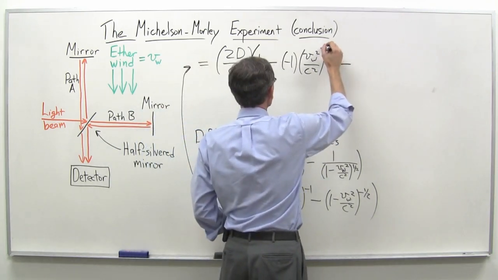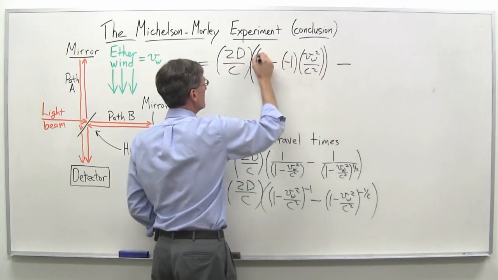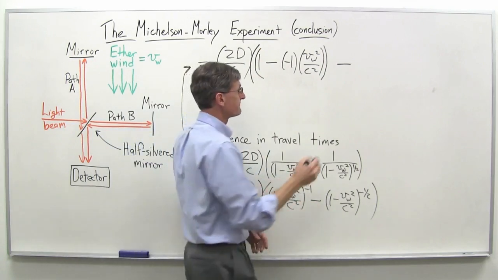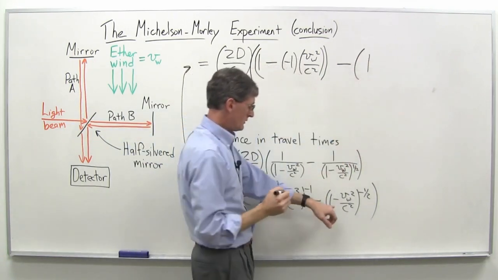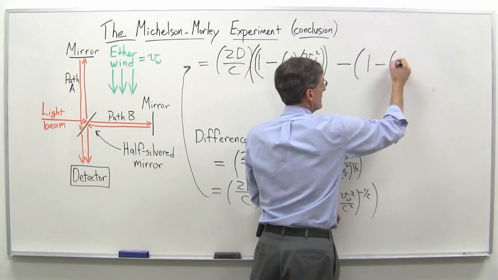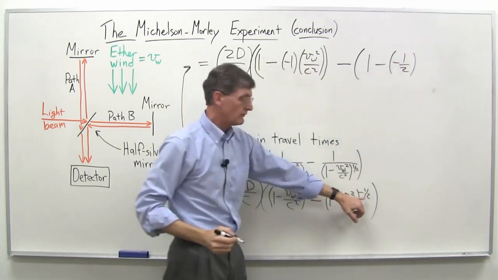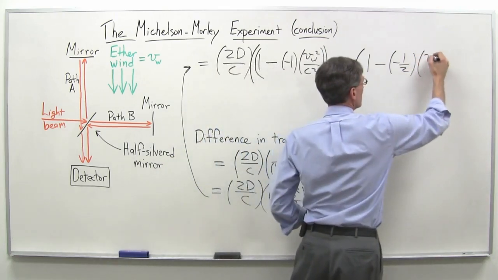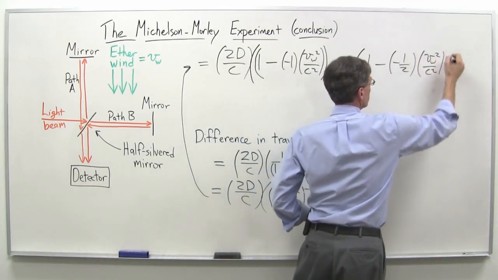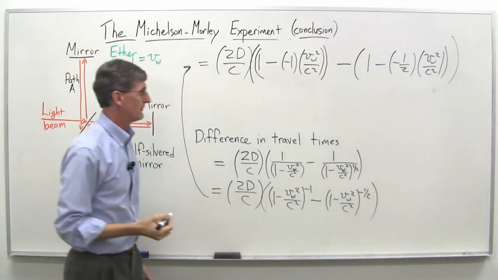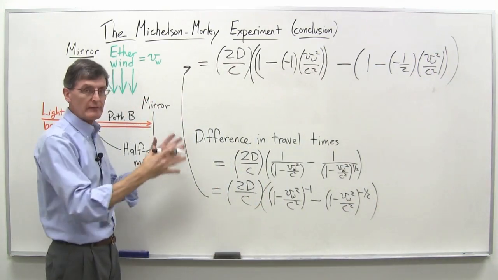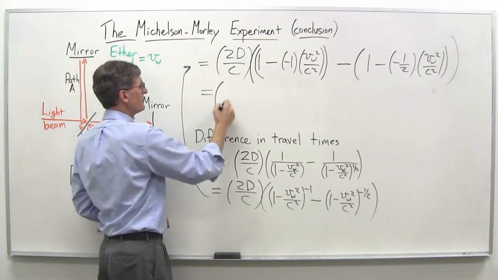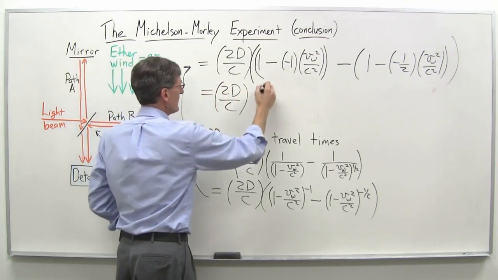So just to be clear, we'll get a lot of parentheses going on here. Minus then 1 minus negative 1/2, because that's the n value, the exponent value, times VW squared over c squared. We've got one more parenthesis there to fill everything out. Okay? Now it looks a little messy, but look, it gets very simple very quickly. We still have the 2d over c on the outside, so that's fine.